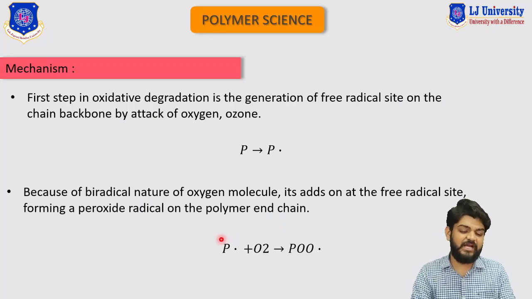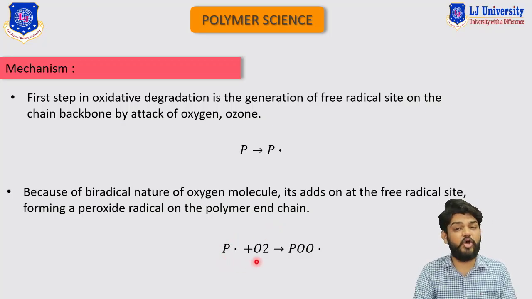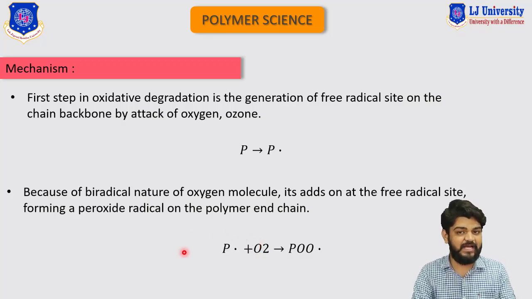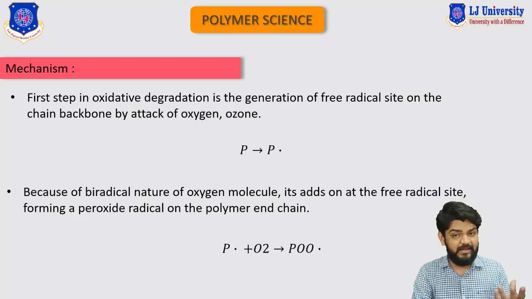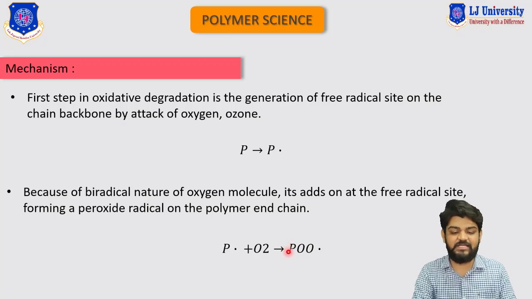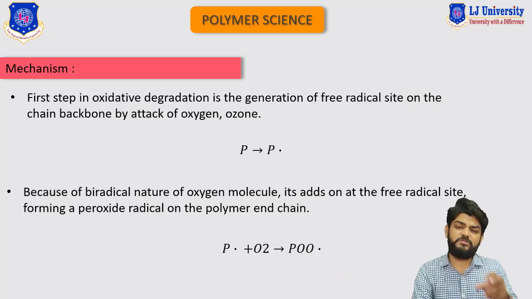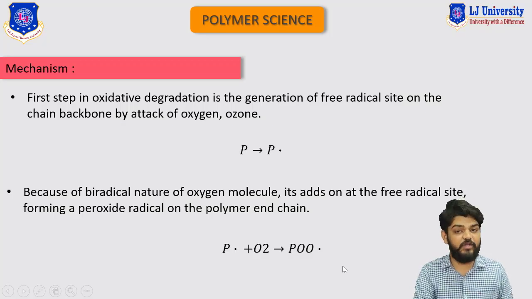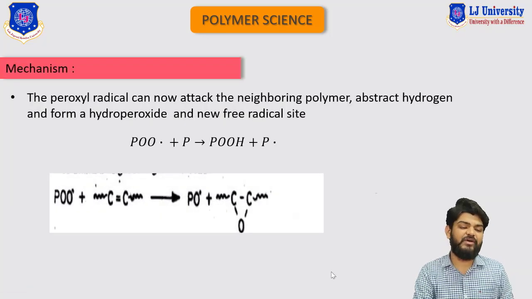Now this free radical again comes in contact with oxygen, and this oxygen will attack this free radical. Since it has a biradical nature, you will have one peroxide compound like this, POO, which again has one active site. This peroxide compound is mainly responsible for the degradation of the polymer, and this will happen at the end of the chain.